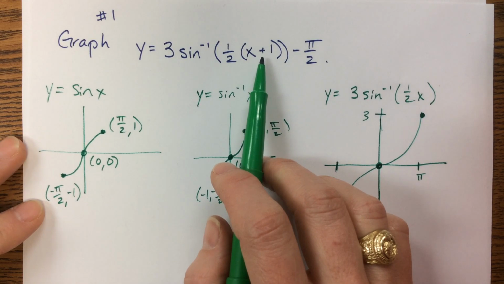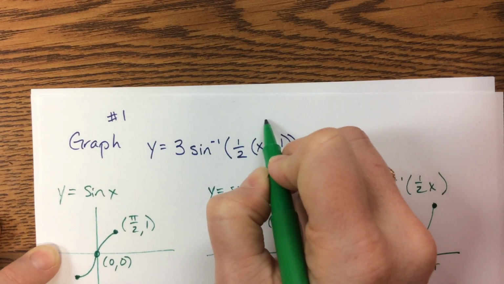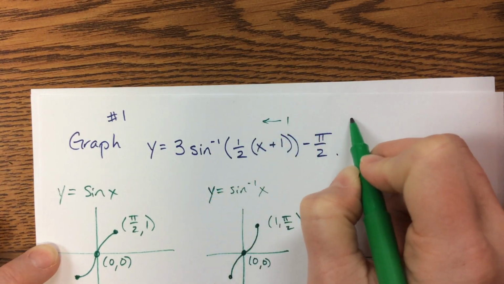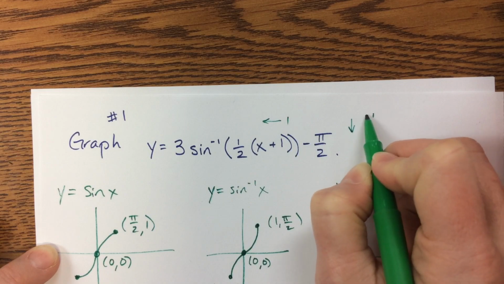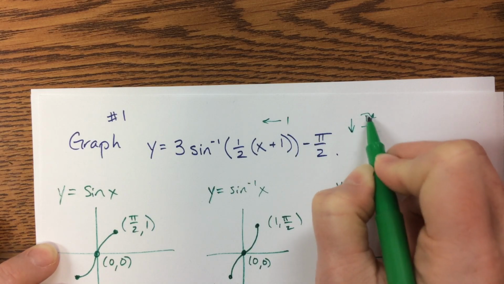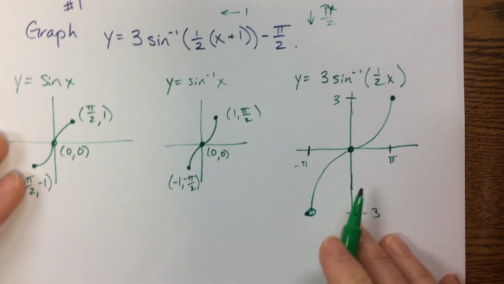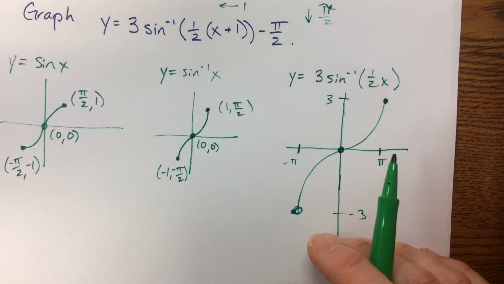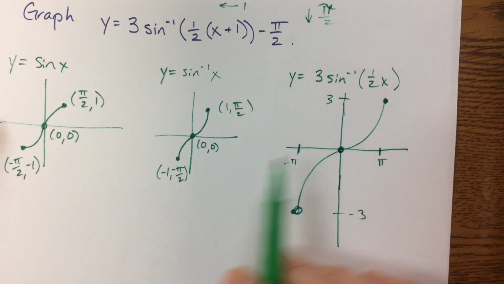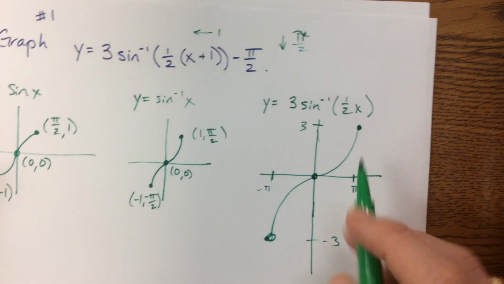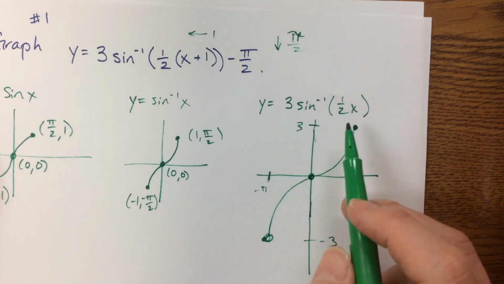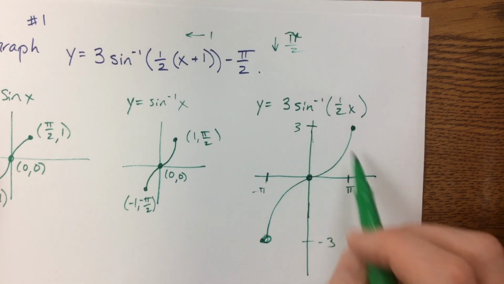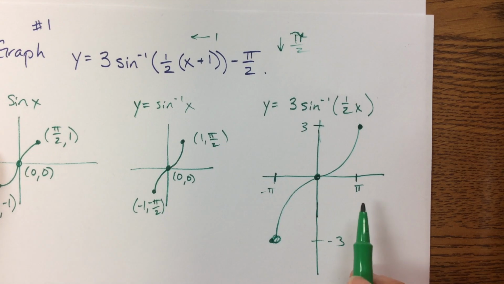So this is going to move it left 1, and this is going to move it down pi over 2. Okay, so, oh, I'm so wrong. Yeah, so sorry. Let's try this again. It's a vertical stretch by a factor of 3, which means, oh, goodness gracious. Okay, start at 3 minutes in.